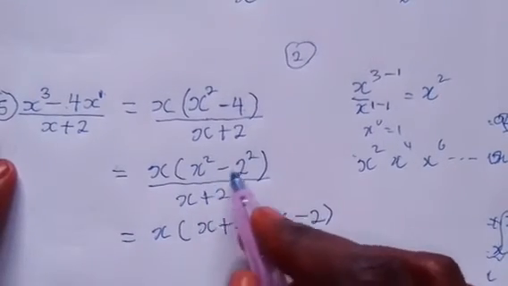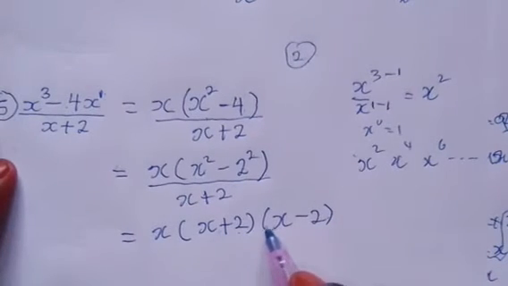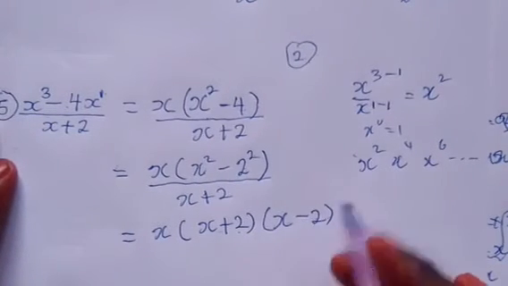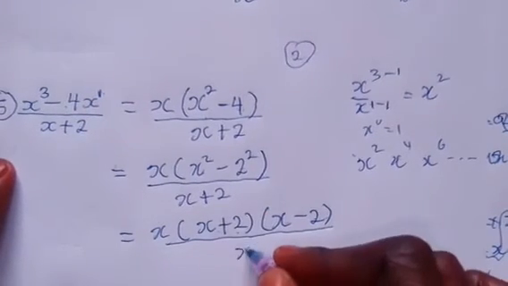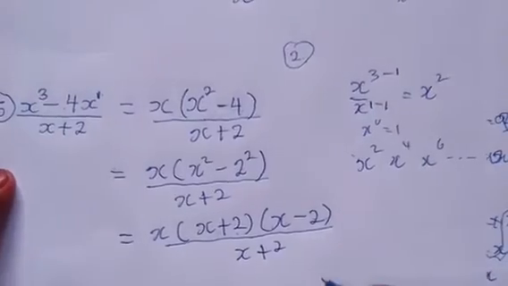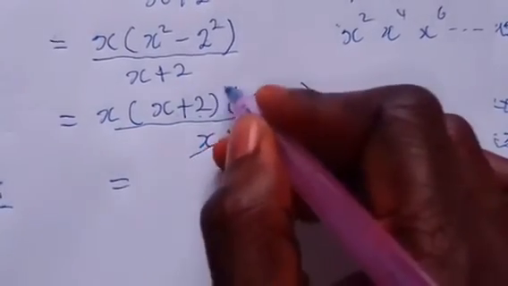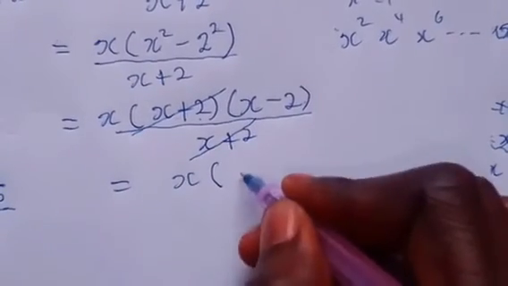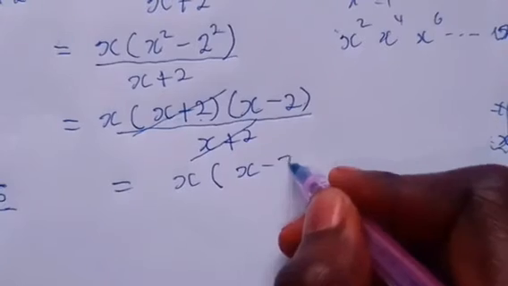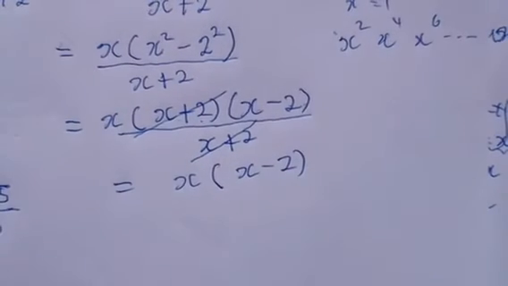In other words, we're writing these two numbers again in this form, where the first one will be x plus 2 and the next one will be what? x minus 2. Then we can divide this by the denominator x plus 2. And finally, you can see that the x plus 2 here will cancel the x plus 2, so you'll be left with x into bracket what? x minus 2, and that will be the final answer to this question.